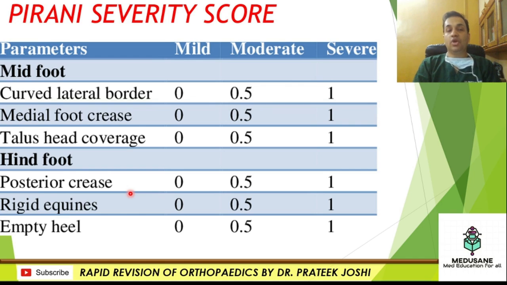In case of the midfoot, you have the curved lateral border, the medial crease, and the head of the talus, the amount of coverage of the head of the talus. In the hindfoot scores, you have the posterior crease, the rigidity of equinus, and the empty heel sign. Please note that midfoot scores refer to adduction of the forefoot, and hindfoot scores refer to equinus deformity, and therefore a higher midfoot score refers to a more adducted forefoot, and a higher hindfoot score refers to a more severe equinus deformity.